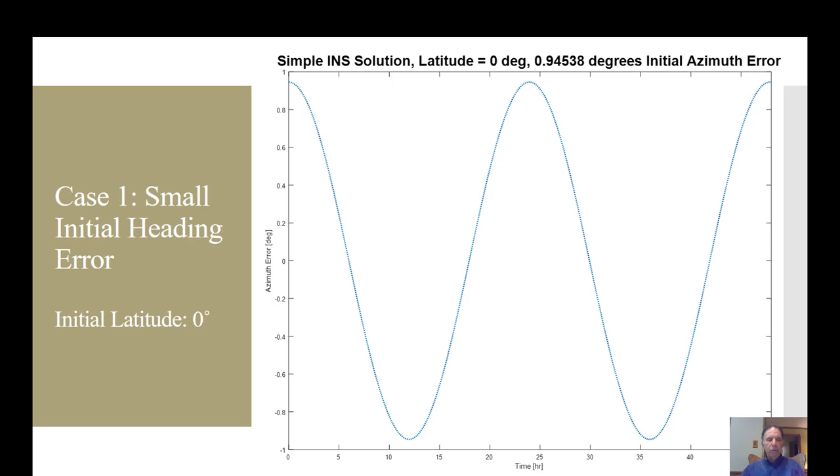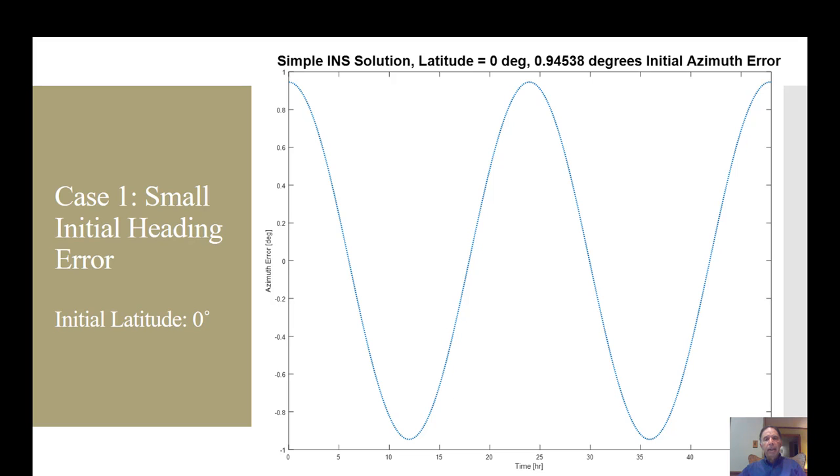Here's case 1, which has a small initial heading error. The heading error in this case is 0.94538 degrees. I'm not sure why we chose 0.94538 degrees. I believe that's something like pi over 190. But in any case, we chose an initial azimuth error, and that was the only error we're simulating, as you might remember for case 1, and also for an initial latitude at the equator, or 0 degrees.